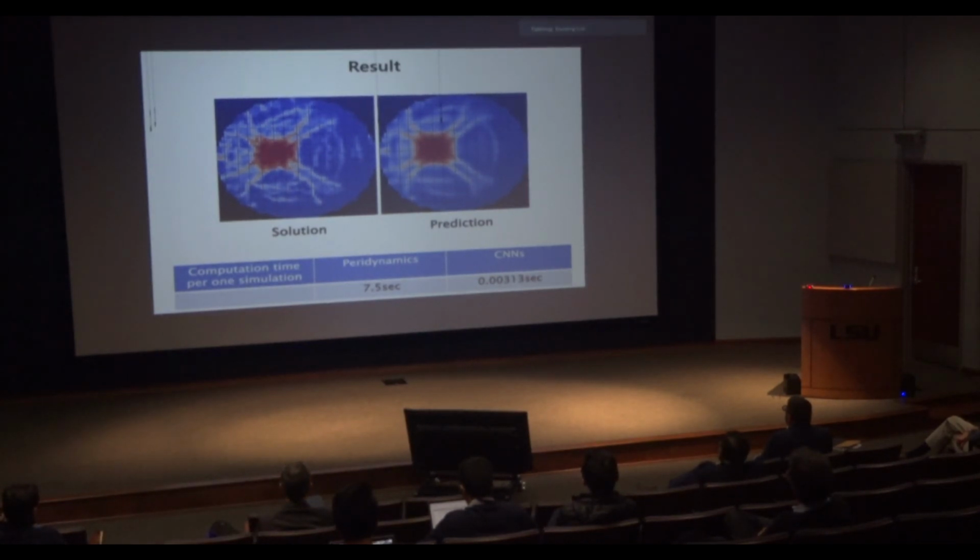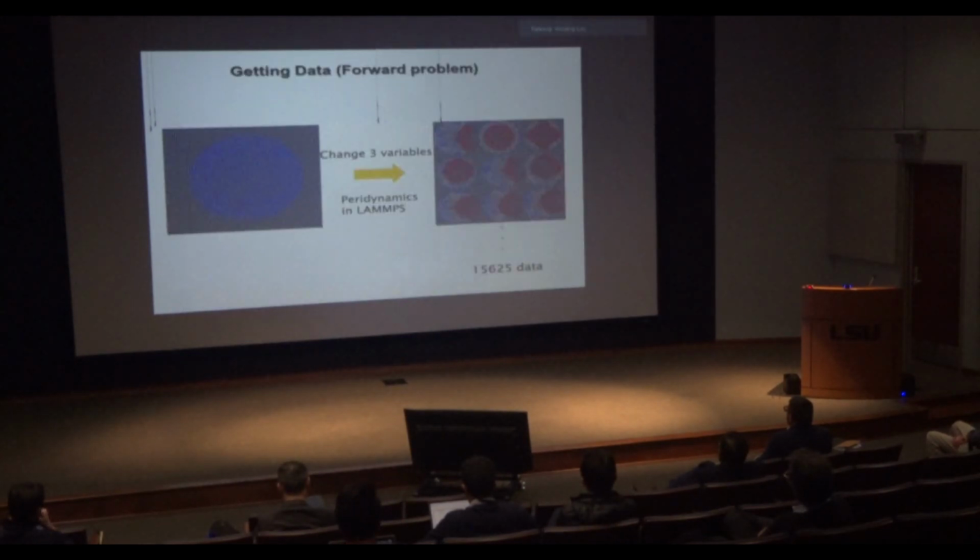The benefit of using a deep neural network is the speed. If we use the peridynamic, the computational time for one simulation is around 7.5 seconds. However, if we use the convolutional neural network, it only requires around 10 to the minus 3 seconds. That is the computational saving from using the neural network, and it lets us do real-time predictions of the fracture patterns. So this basically shows a forward problem.